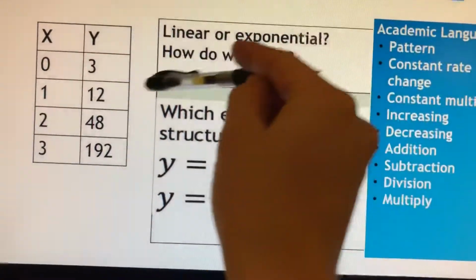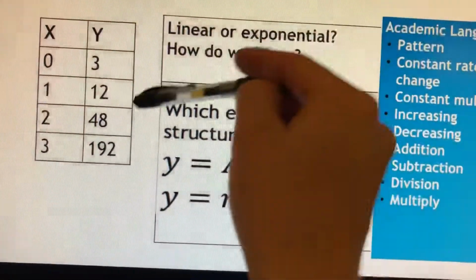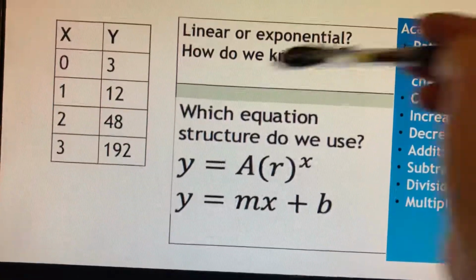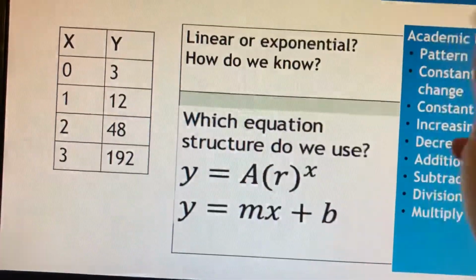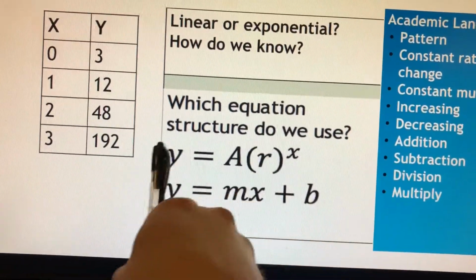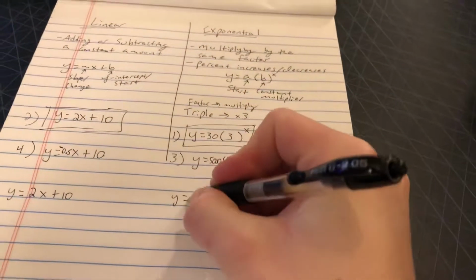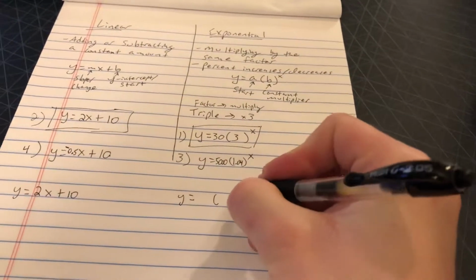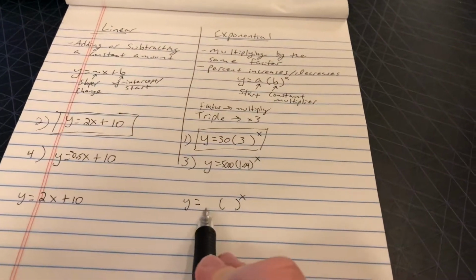3 times 4 is 12. 12 times 4 is 48. 48 times 4 is 192. So if we're multiplying, it's going to be exponential, and we need an equation that looks like this instead. So I'm going to come over here and write y equals some number, parentheses, to the x. So I need my start, and I need what I'm multiplying by.